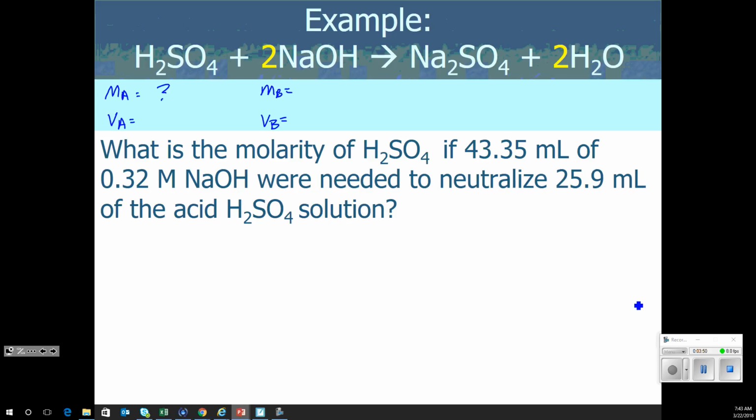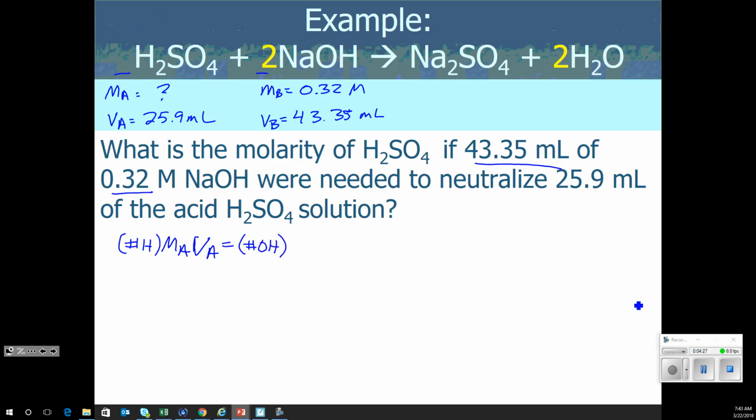If this much of this NaOH, so both of those are NaOH, so I tie them here, 0.32 molar and 43.35 milliliters, to neutralize 25.9 milliliters. So now that I've got it organized, I can really quickly put it into the equation. And since it's got a ratio there, I'm going to rewrite here: number of H, MA, VA equals number of hydroxides, MB, VB. I'm going to just plug in.